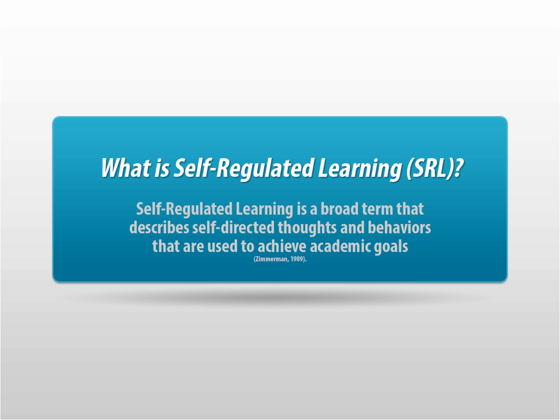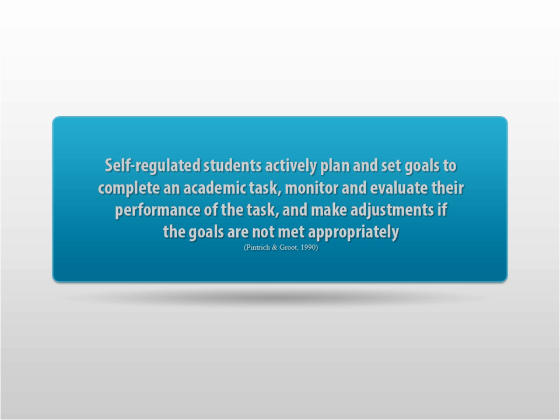What is self-regulated learning? Self-regulated learning is a broad term that describes self-directed thoughts and behaviors that are used to achieve academic goals. Self-regulated students actively plan and set goals to complete an academic task, monitor and evaluate their performance of the task, and make adjustments if the goals are not met appropriately.